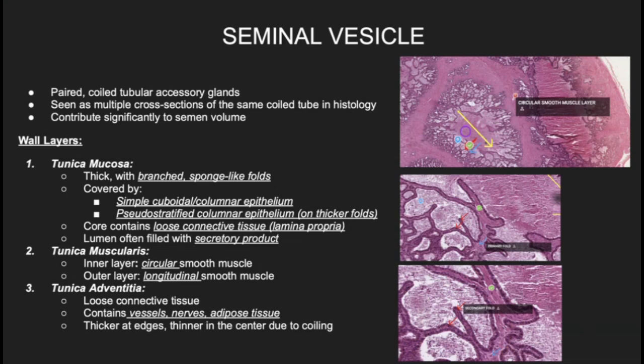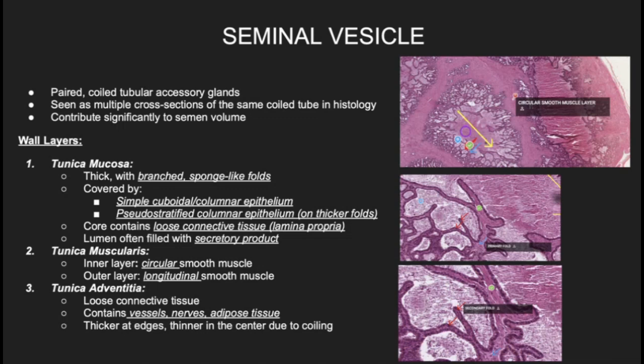These folds basically help increase the surface area for the secretion of the seminal vesicle. This lining is a mix of simple as well as pseudostratified columnar epithelium, depending on the thickness of these folds. The middle layer is the tunica muscularis, made up of smooth muscle, circular on the inside and longitudinal on the outside. The outermost part is the tunica adventitia, again loose connective tissue, containing blood vessels, lymphatics, nerves, and sometimes fat cells.